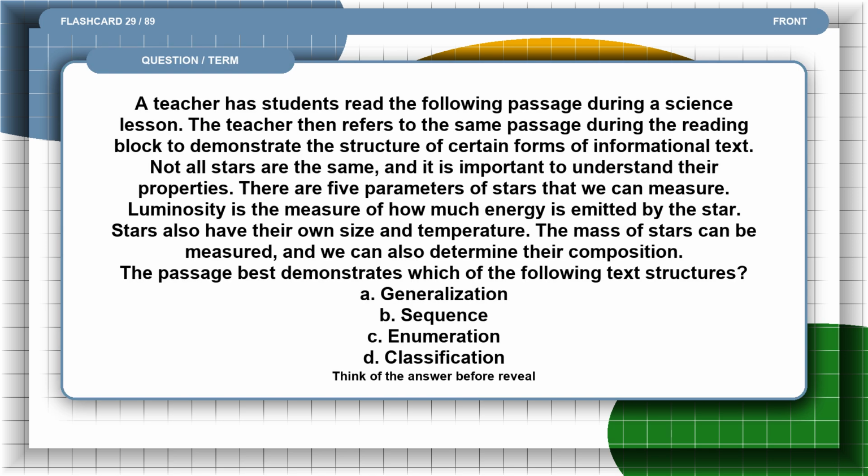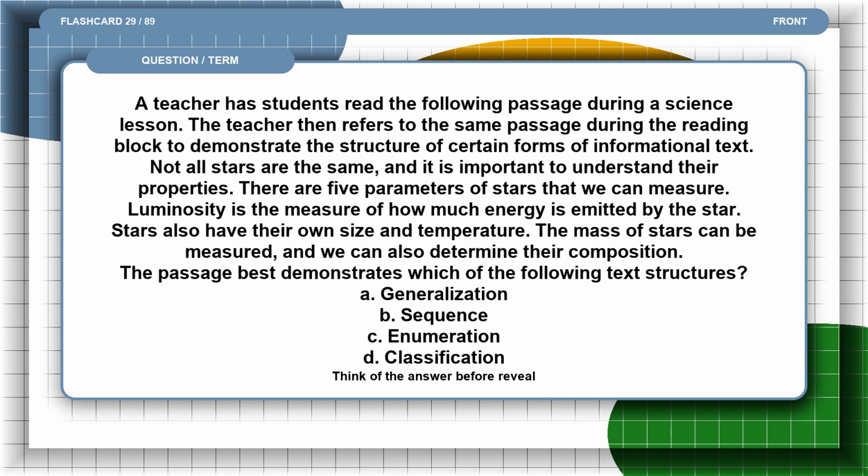Flashcard 29. A teacher has students read the following passage during a science lesson. The teacher then refers to the same passage during the reading block to demonstrate the structure of certain forms of informational text. Not all stars are the same, and it is important to understand their properties. There are 5 parameters of stars that we can measure. Luminosity is the measure of how much energy is emitted by the star. Stars also have their own size and temperature. The mass of stars can be measured, and we can also determine their composition.